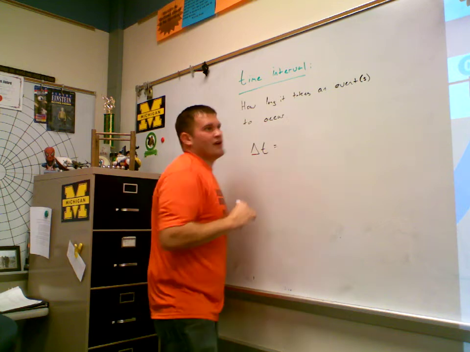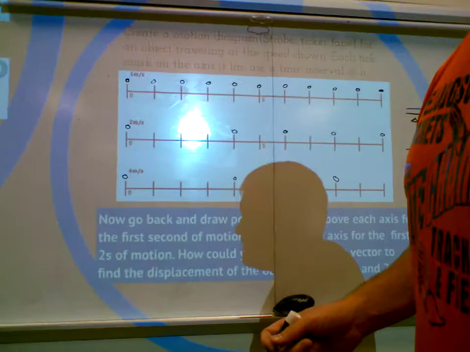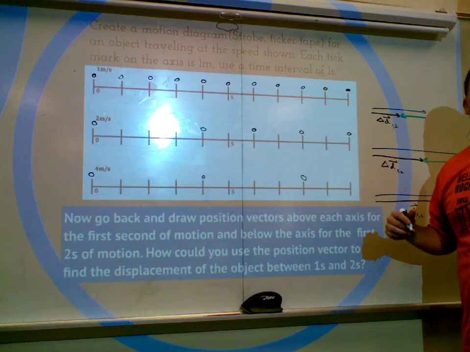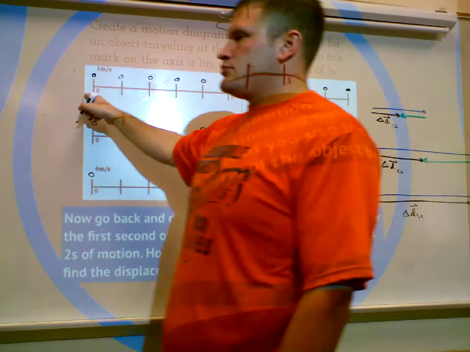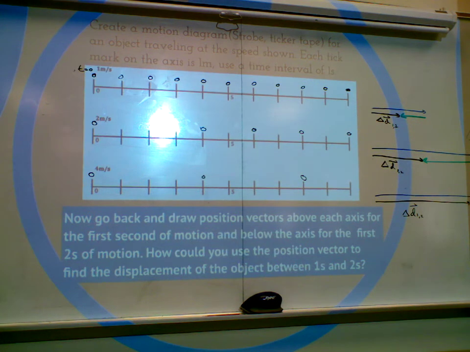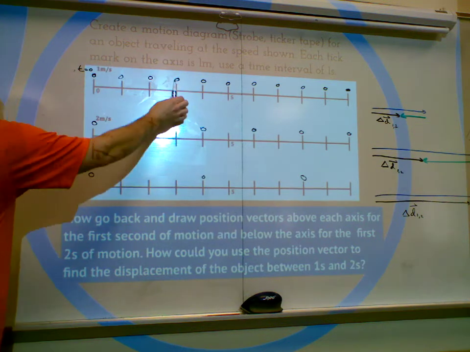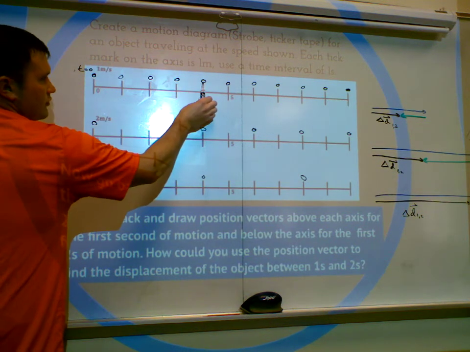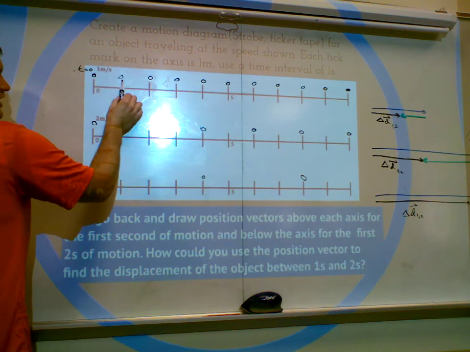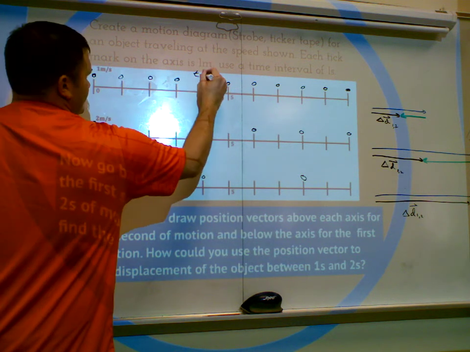Okay, let's look back at our motion diagram. I want to figure out the time interval between the first dot and the fifth dot on the top motion diagram. What's the time of the first dot? 0, right? Time here is 0. What's the time of the fifth dot? 1, 2, 3, 4. Here's 0. Here's 1 second. Here's 2 seconds. Here's 3 seconds. Here's 4.